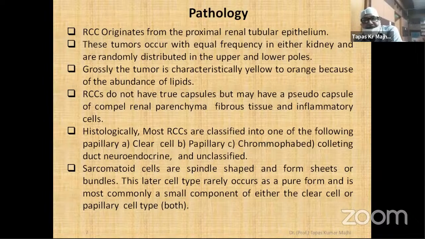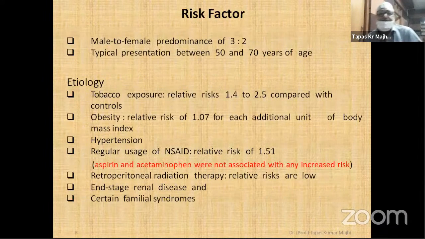Sarcomatoid cells are spindle-shaped and form sheets or bundles. This latter cell type rarely occurs as a pure form. It most commonly occurs as a small component of either clear cell or papillary cell types. Patients with sarcomatoid cells usually have a very bad type of tumor associated with very poor prognosis in spite of all modalities of treatment available for renal malignancy.